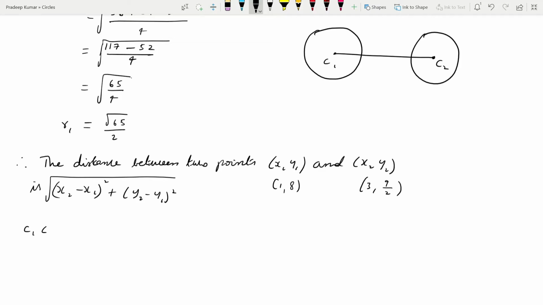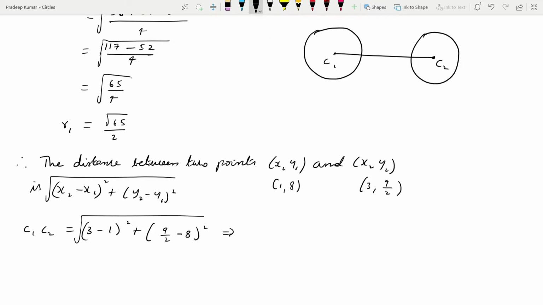So I can write c1 c2 equal to, so I'm just substituting in these particular points. What is x2 here? x2 is 3, so this is the square root of (3 minus 1) whole square plus, and the y2 is 9 by 2 and y1 is 8, so (9/2 minus 8) whole square. So let's continue to solve this.